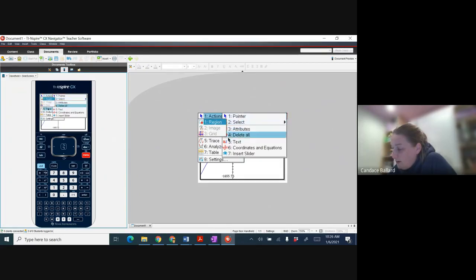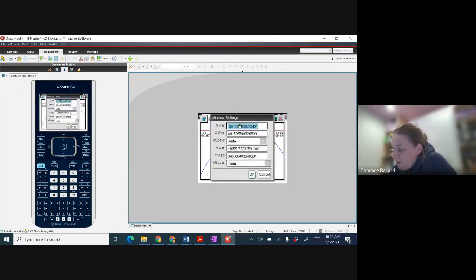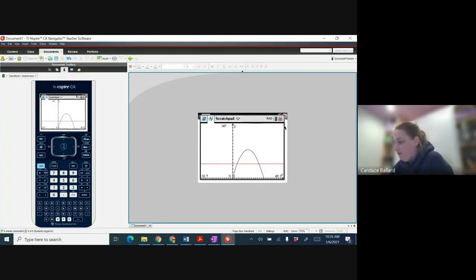Window, that is not the button I wanted. Window settings. I don't need much of my negative Y. My X looks really good, but I don't need much. I don't need 1600 there. Okay, so I'm going to switch it to like, I don't know, -5. All right, I'm going to leave my 300 on my Y max. Let's see what that does to it. That's a little bit better. Okay, I can very clearly see where those intersection points are now.